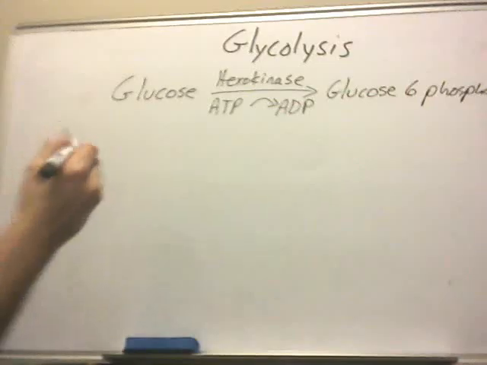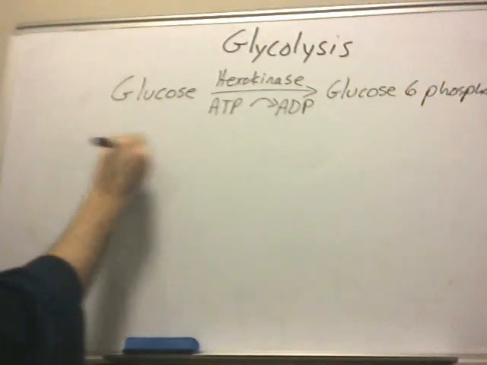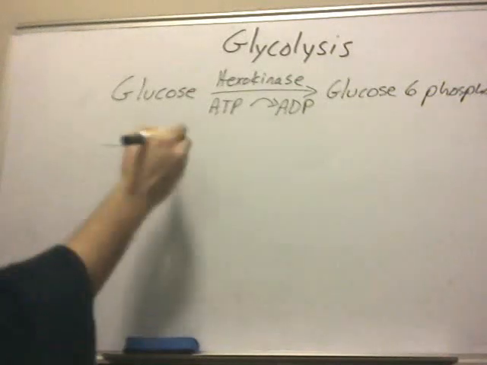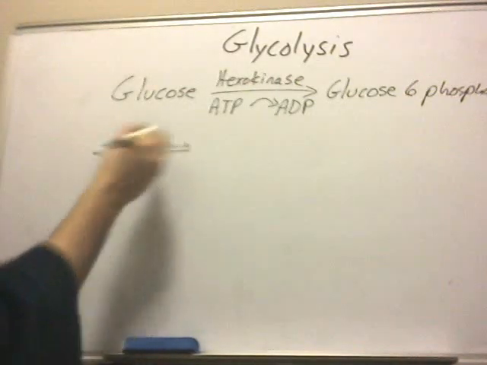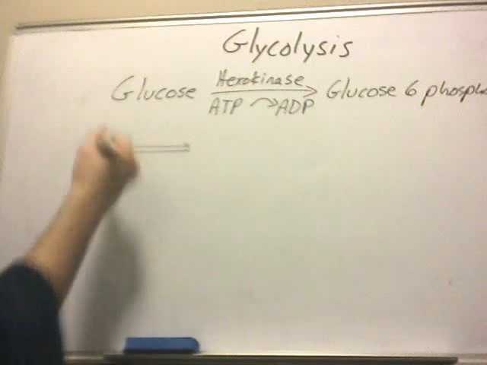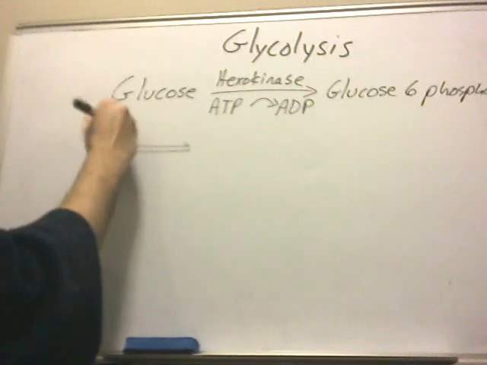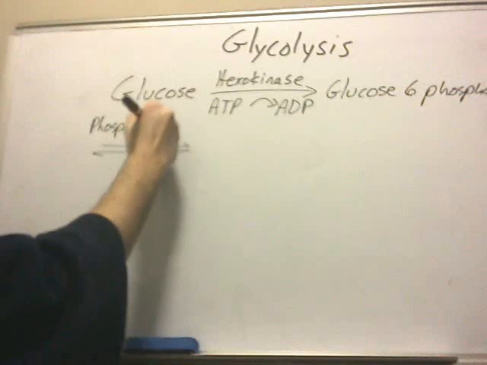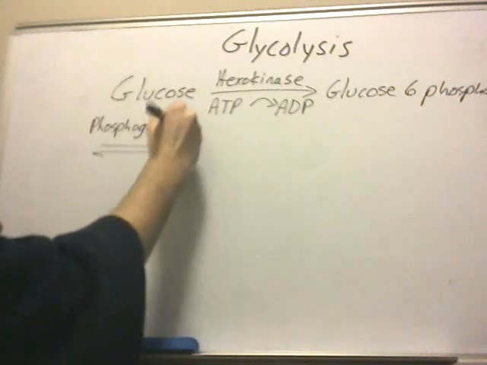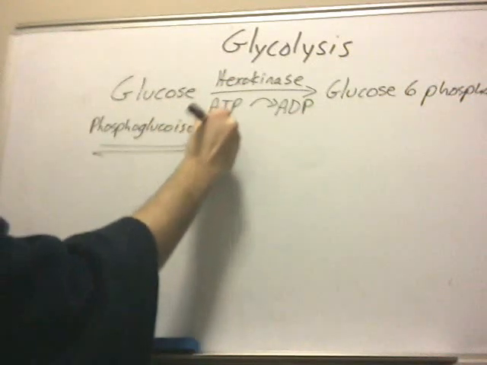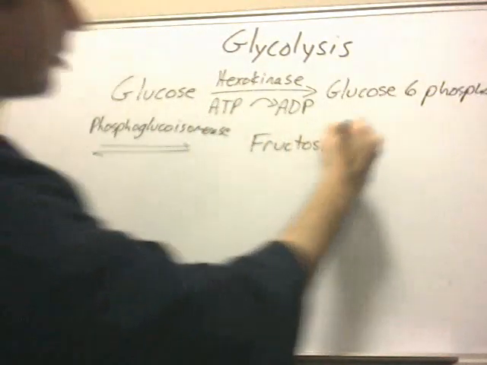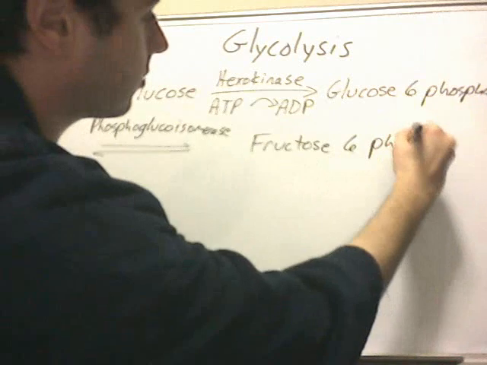Now, glucose 6-phosphate is, with the help of phosphoglucoisomerase, going to change to fructose 6-phosphate. But notice here we have the double arrows, it's reversible. So the phosphoglucoisomerase is going to go to fructose 6-phosphate.